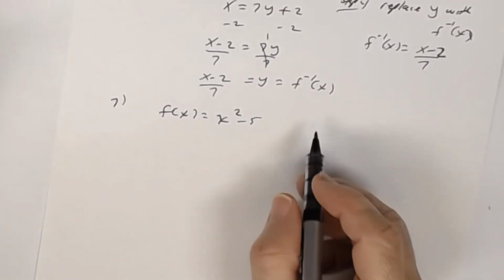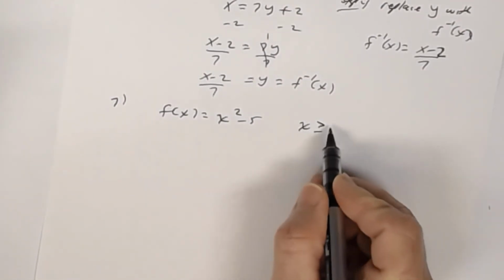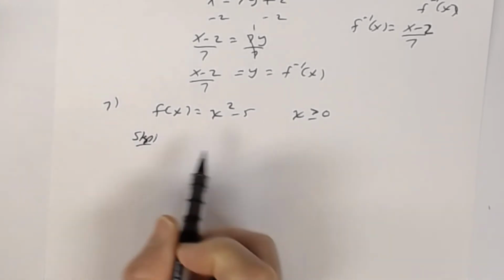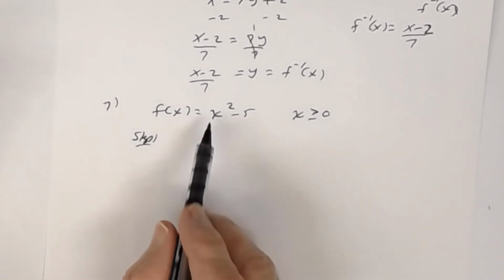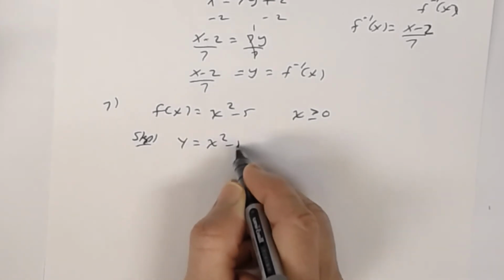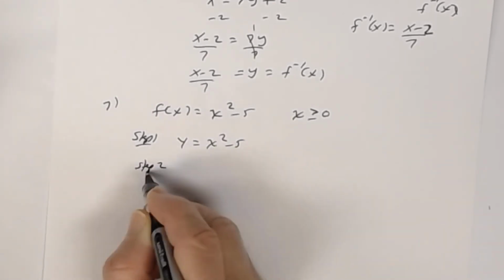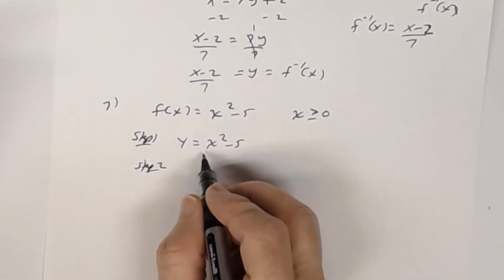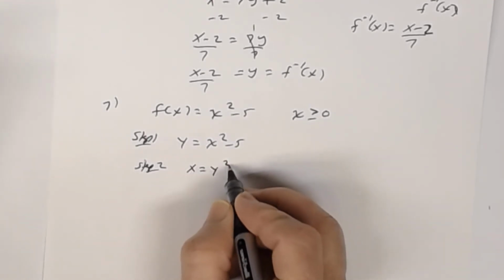And so remember, though, that x is greater than or equal to 0. So that's our restricted domain. Okay, so step 1, remember, replace f of x with y. So we get y equals x squared minus 5. Step 2, interchange the coordinates. So switch the coordinates. You're going to say x equals y squared minus 5.